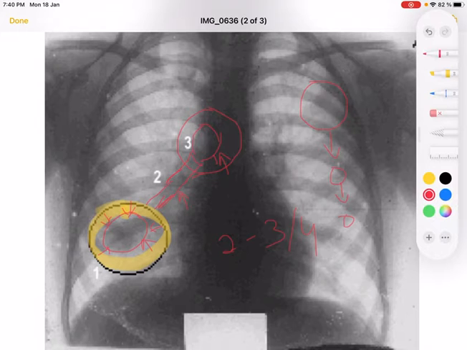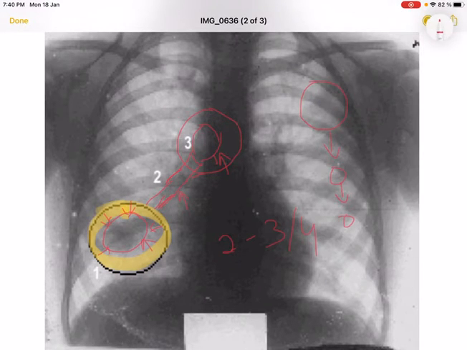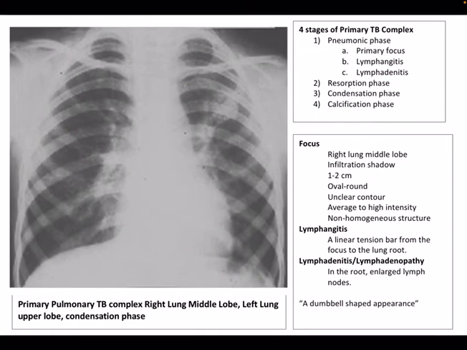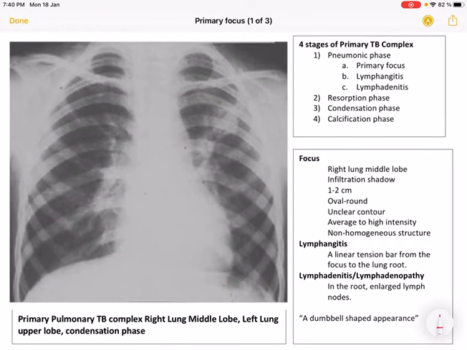Now we discuss what happened in the next stage of TB. This is the third stage of tuberculosis, the condensation phase, where we can see a bilateral involvement of the lungs. We can see the right lung and left lung. Both are involved, where we can see the shadow.